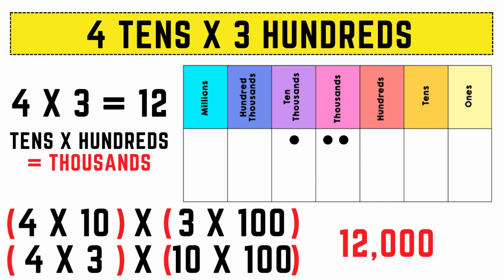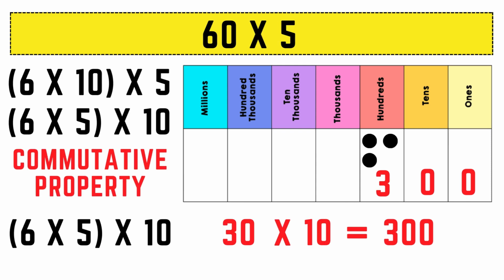And 12,000 is equal to 1 ten-thousand and 2 thousands. Do we have any hundreds? None. Tens? Ones? None. Therefore, 4 tens times 3 hundreds will give us 12,000. Awesome.